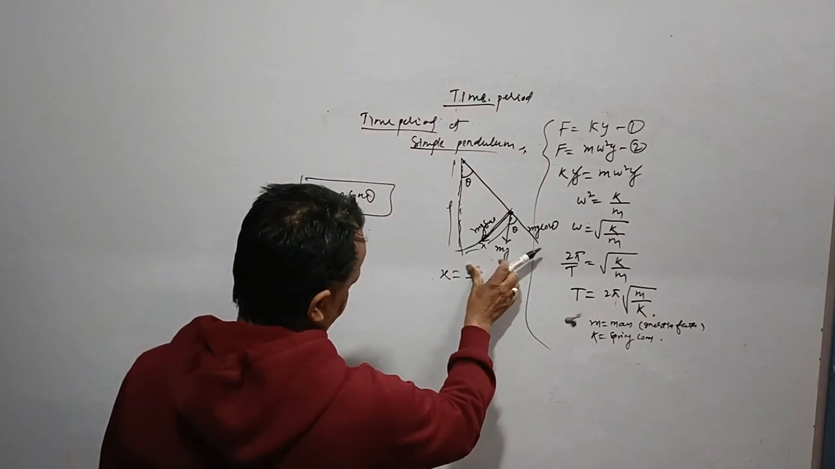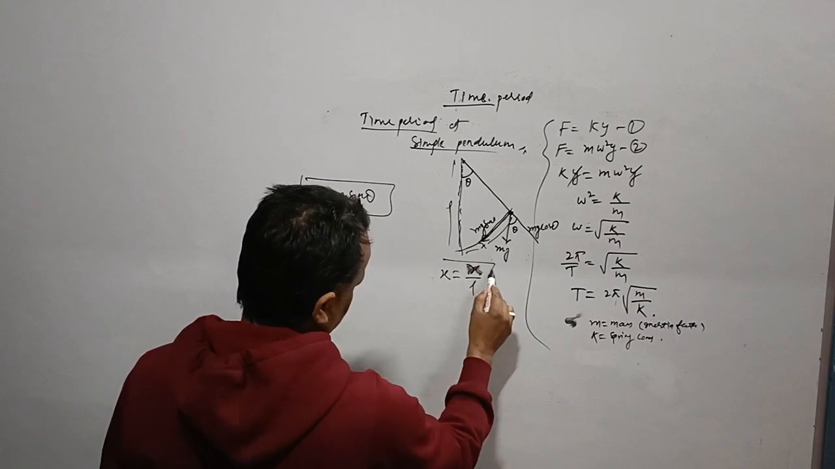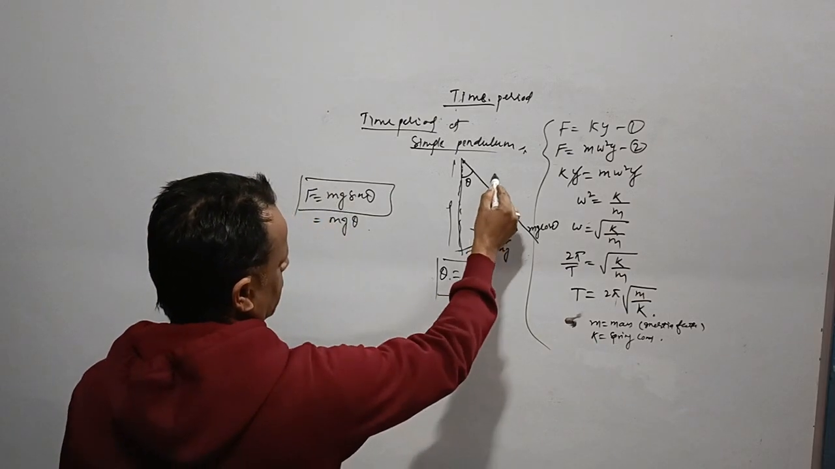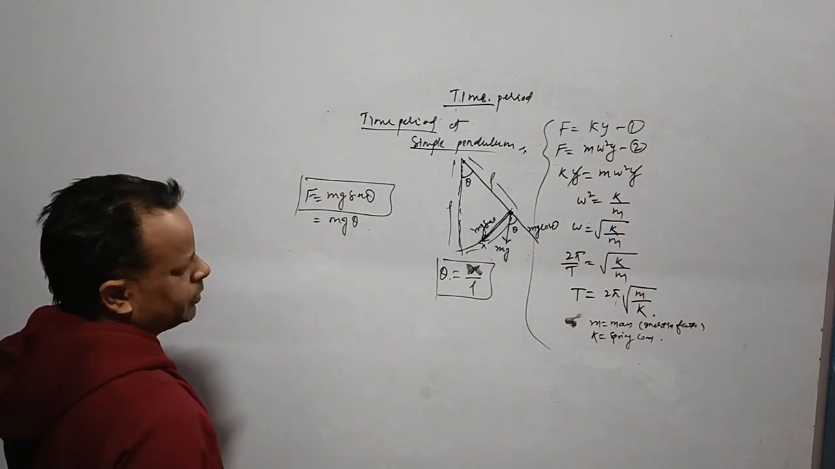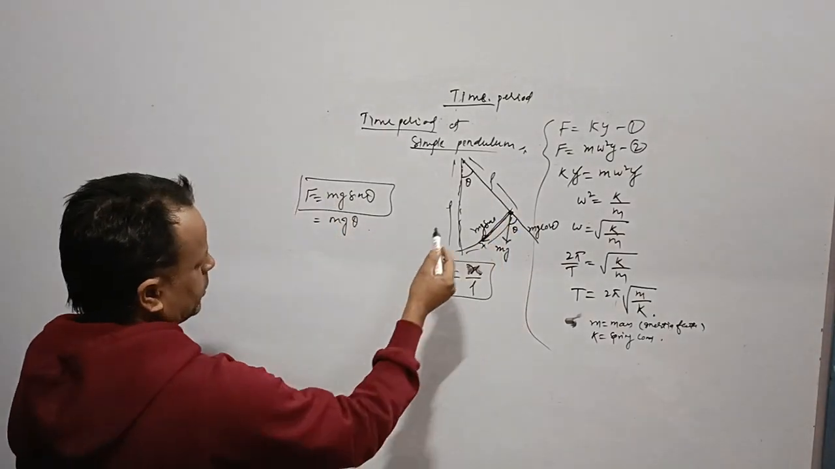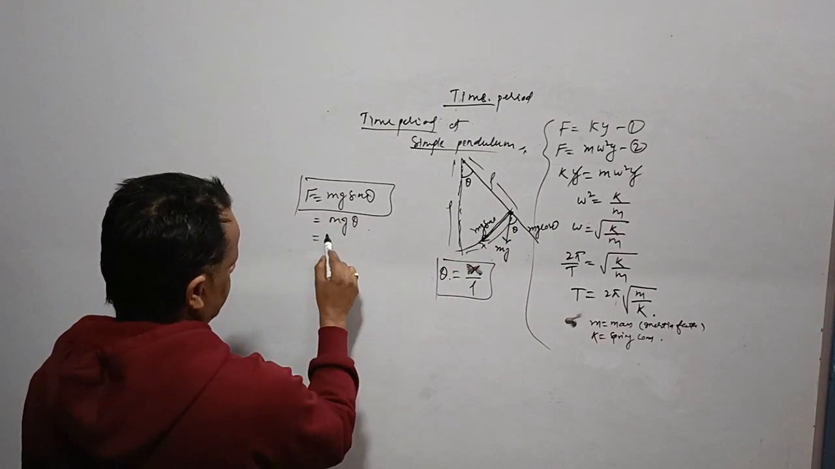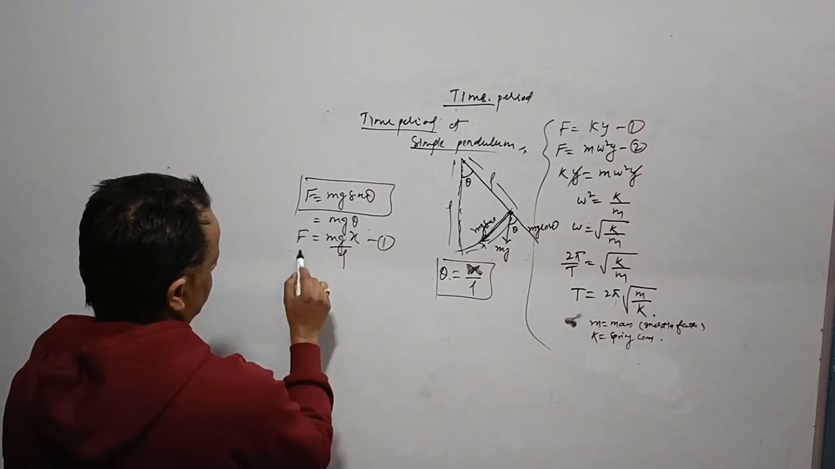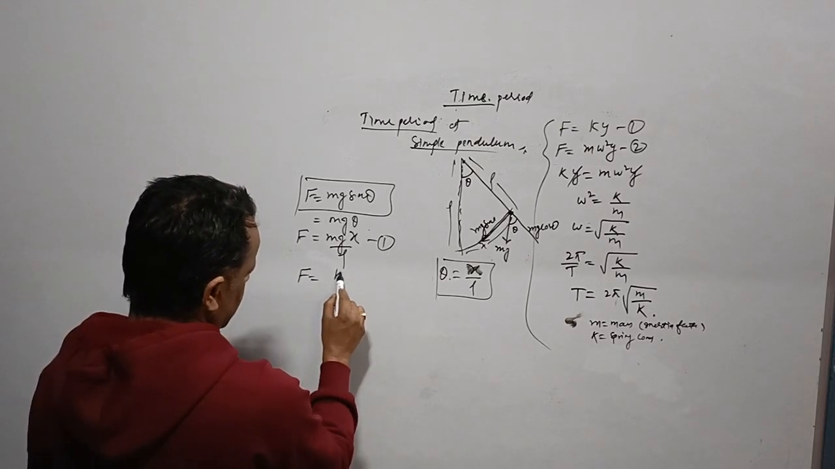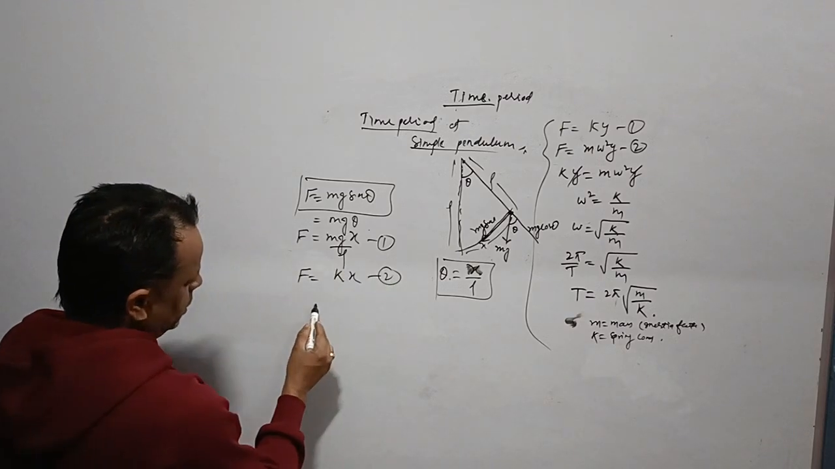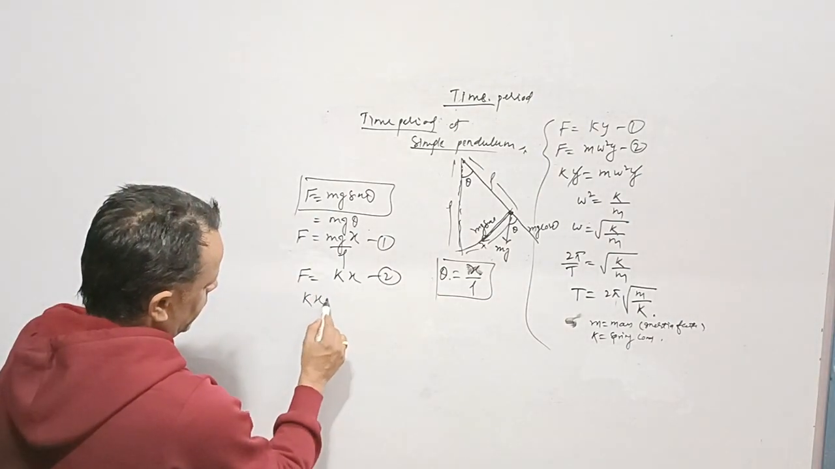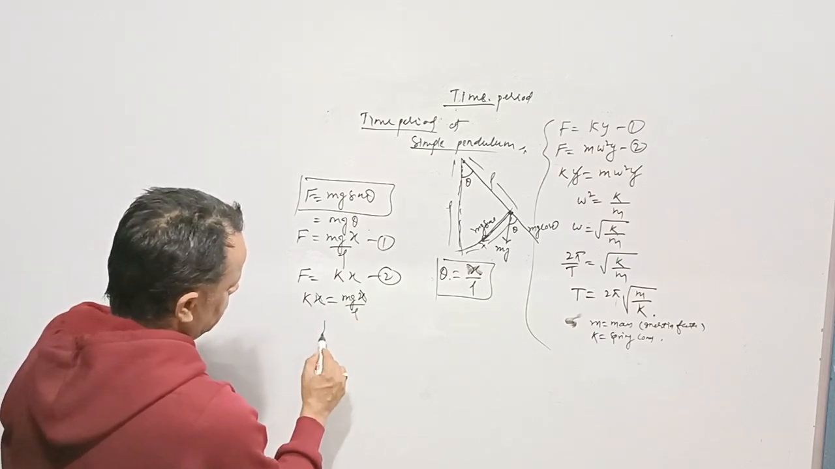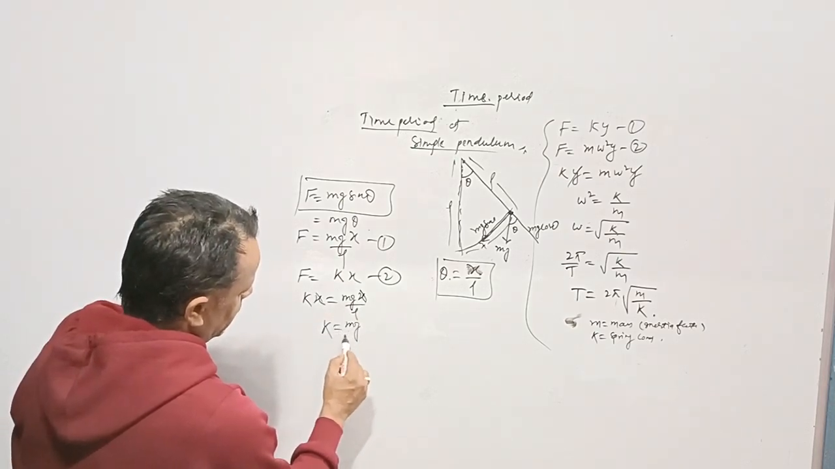Theta is equal to x by L. This is the length of the arc, and L is the length of the pendulum. X is the displacement along this. So in place of theta, we can write mg x by L. And we know that force is equal to k into x, where k is the spring constant, our spring factor. We equate them: mg x by L equals k x. X cancels out. K is mg by L.